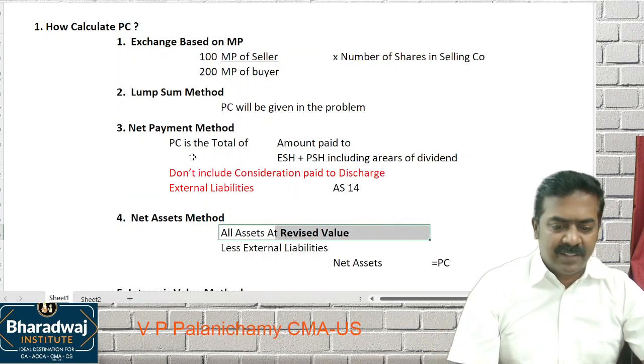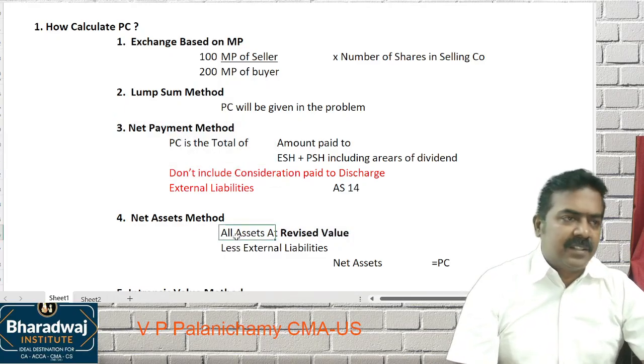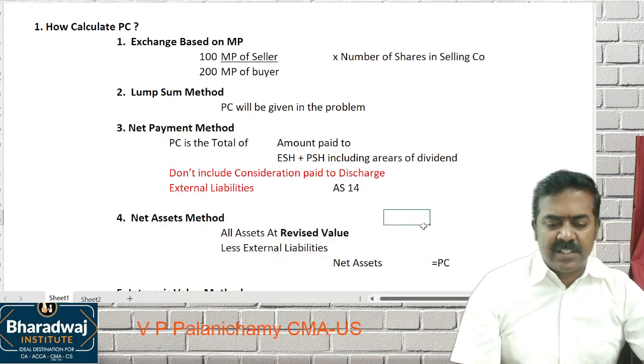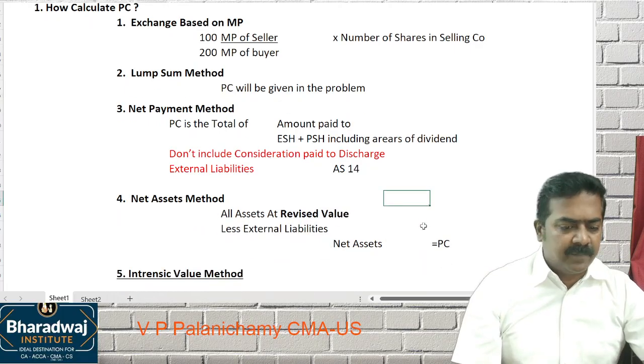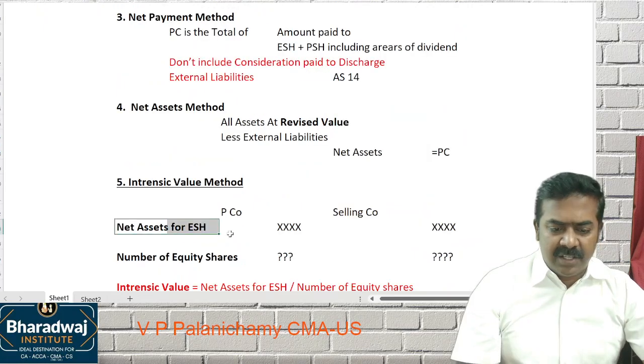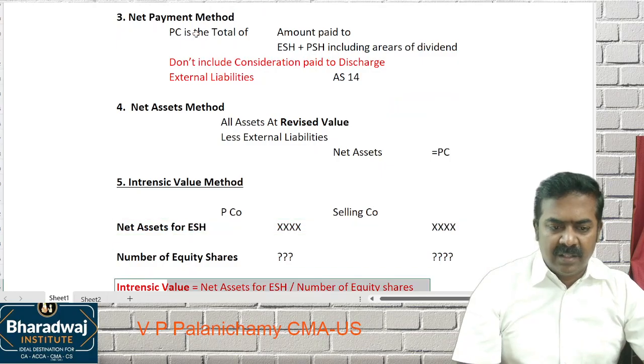Net assets method. If payments are not clear, if the amount is not clear, then go by which method? Assets minus liabilities will give us net assets. Net assets will be the purchase consideration. Okay. So intrinsic value, simple. It's an extension of net assets method. Net assets divided by number of equity shares will give us what? Intrinsic value. Then the shares can be allotted based on intrinsic value.